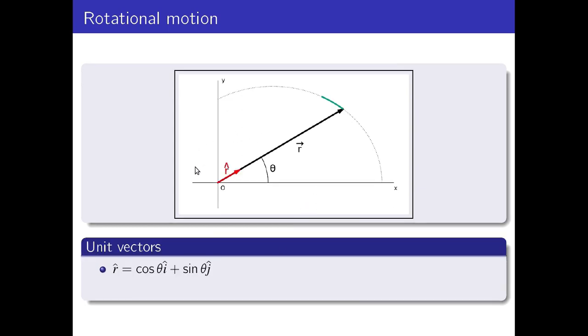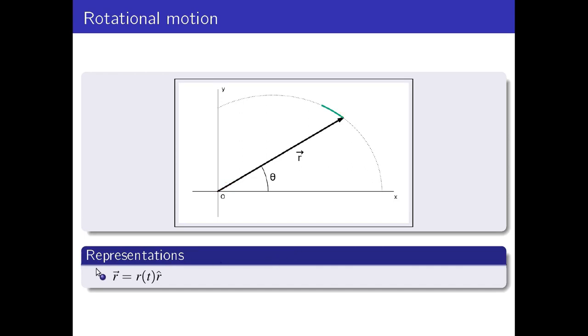It is possible to define r hat by considering the geometry of the system as cosine theta i hat plus sine theta j hat, and theta hat as minus sine theta i hat plus cosine theta j hat. Then we can write the r vector as r of t times r hat, since r hat is always parallel to the r vector.